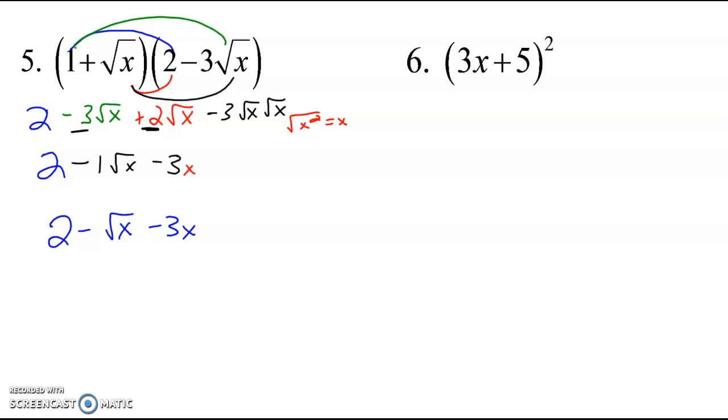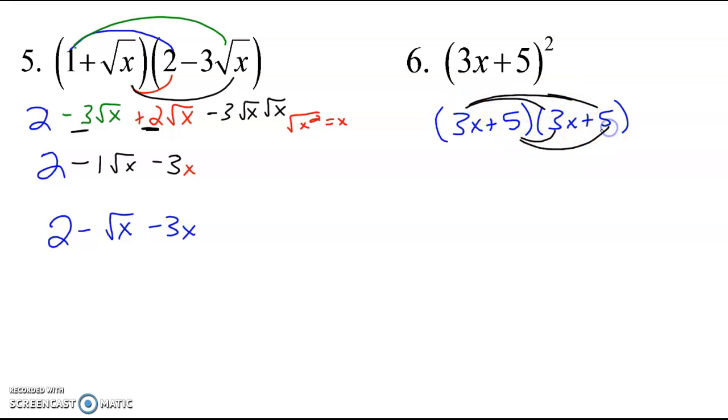Okay, for number 6, be careful with this one. We can't just distribute that squared. We have to think of 2 of these. If you just take it 9x squared plus 25, that will not get you the right answer. Okay, so now you can FOIL: first, outside, inside, and last. So go ahead and pause the video. Check if you got it right. 9x squared plus 30x plus 25.